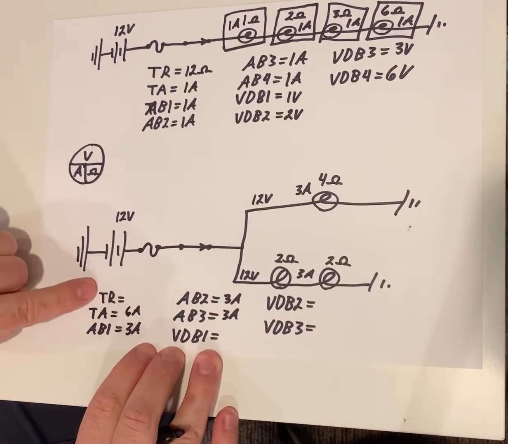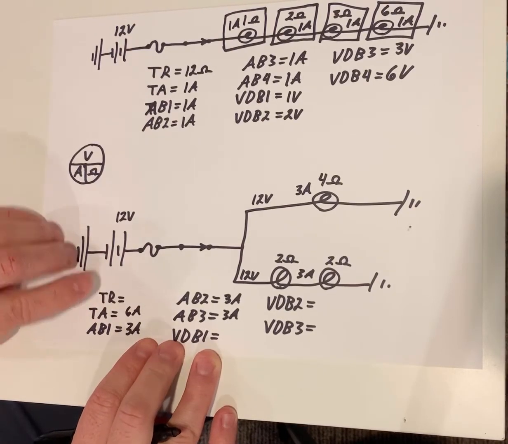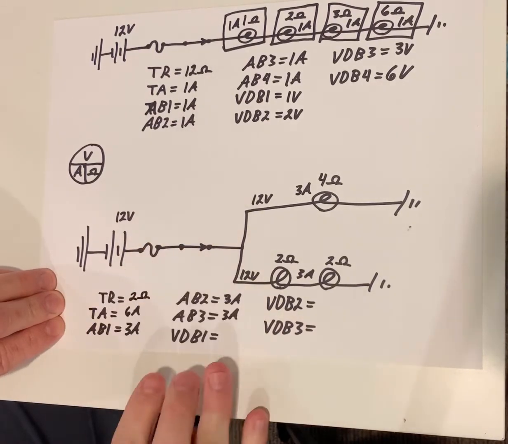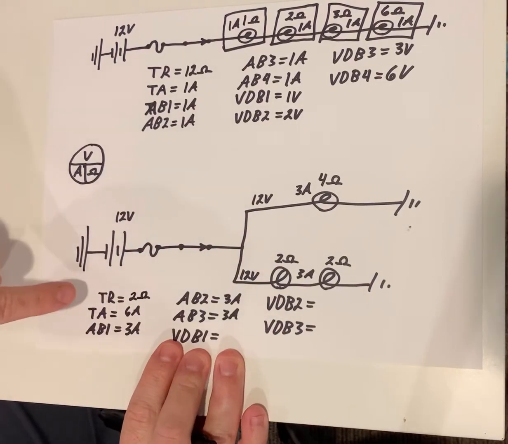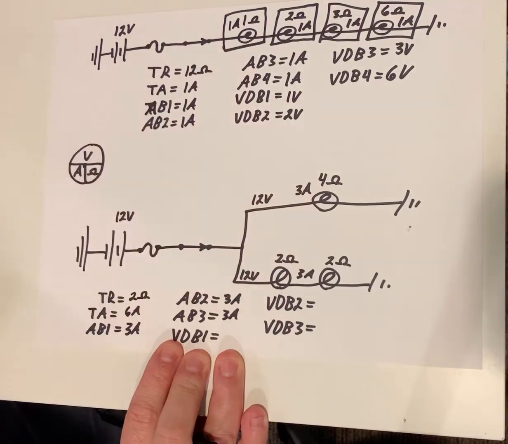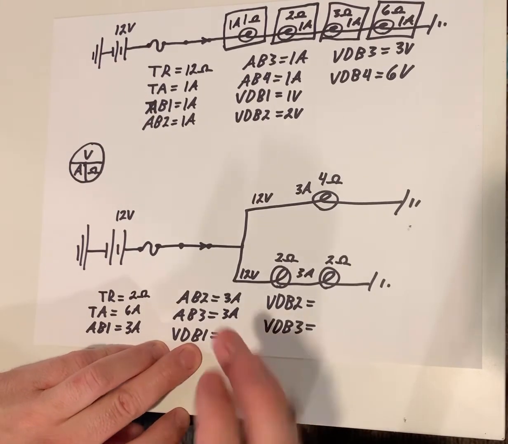And now we can find total resistance. Total resistance is equal to total voltage divided by total amperage. So 12 divided by 6 is 2 ohms. Now can we use our verification rule? Yes. Is 2 ohms less than 4 ohms? Yes, it is.